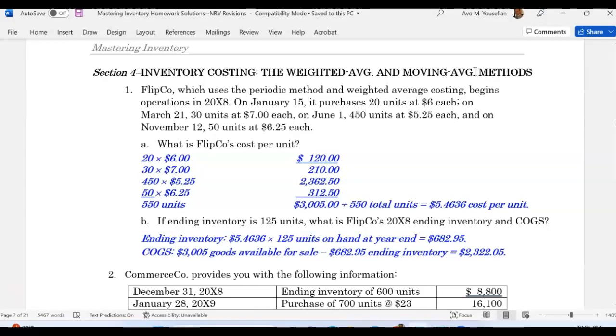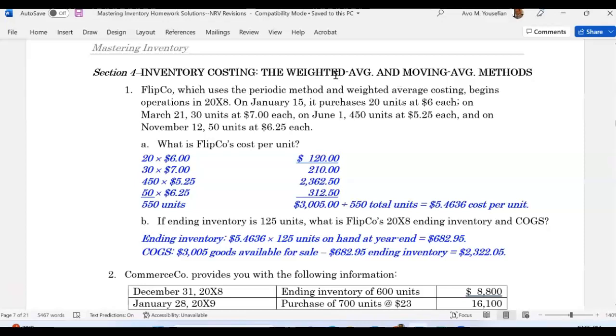But in moving average, as soon as you hear that moving average, that means you know that the company is doing perpetual method, because under perpetual method, the moving average is constantly changing. As soon as you buy a new layer of inventory, the moving average is changing to a new cost. So that's why we call it moving average, because every single time you buy a new layer, the average cost is changing. It's never the same.